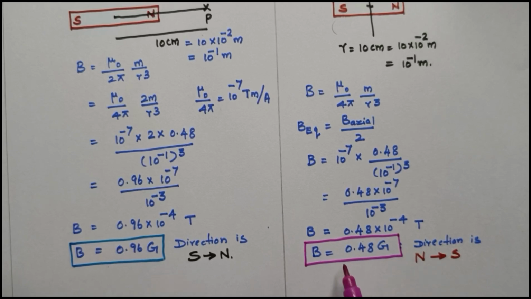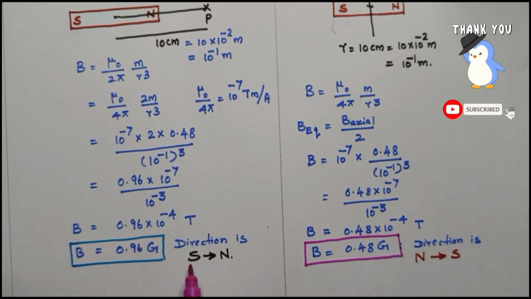So this is the magnetic field on the axial line, and this is the magnetic field on the equatorial line. Here the direction is from south to north. Here the direction is from north to south. This is the answer for the given problem.